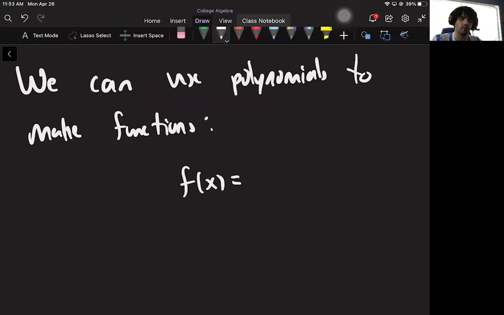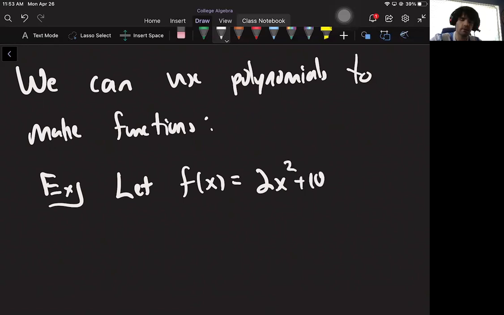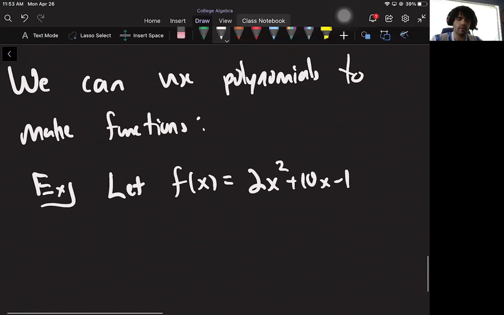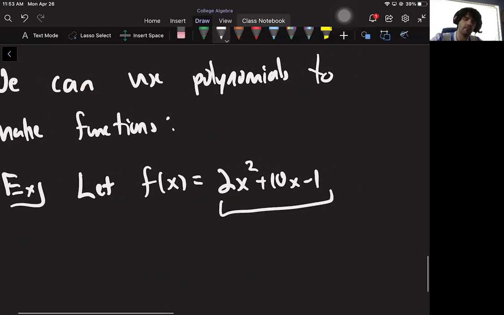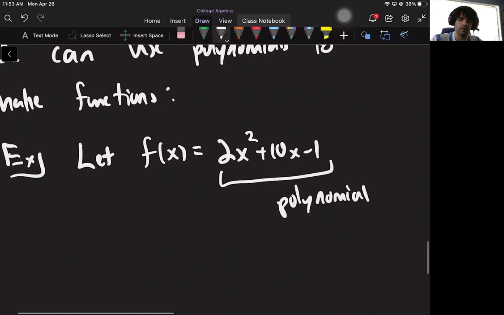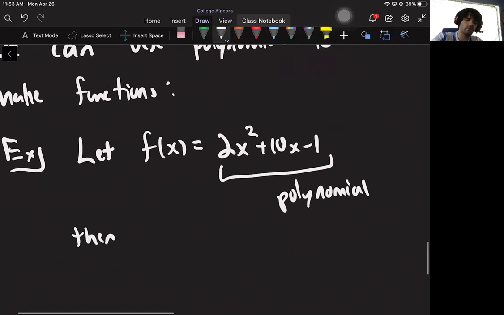So now we could use polynomials on the right to make functions. So for example, you could create a function that is a polynomial by just writing it. Let f of x equals 2x squared plus 10x minus 1. So now we have a polynomial on the right defining a function. So then you could do function stuff, for example, f of 0.